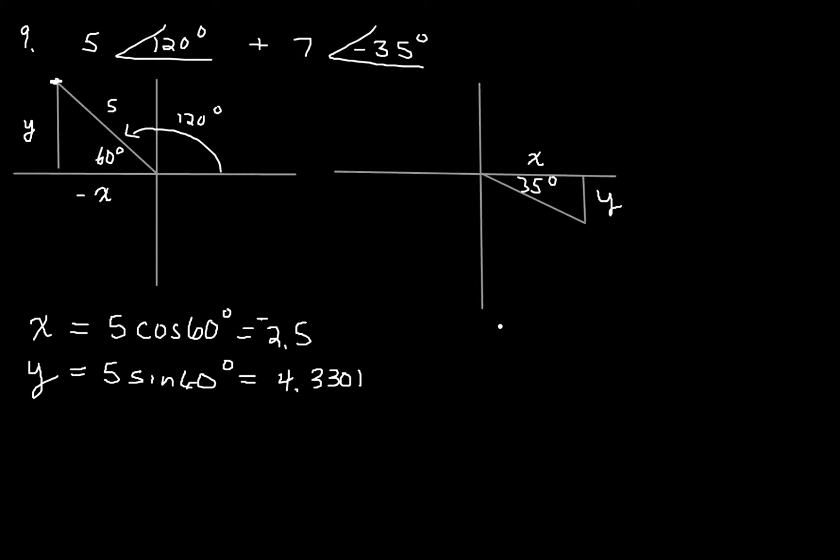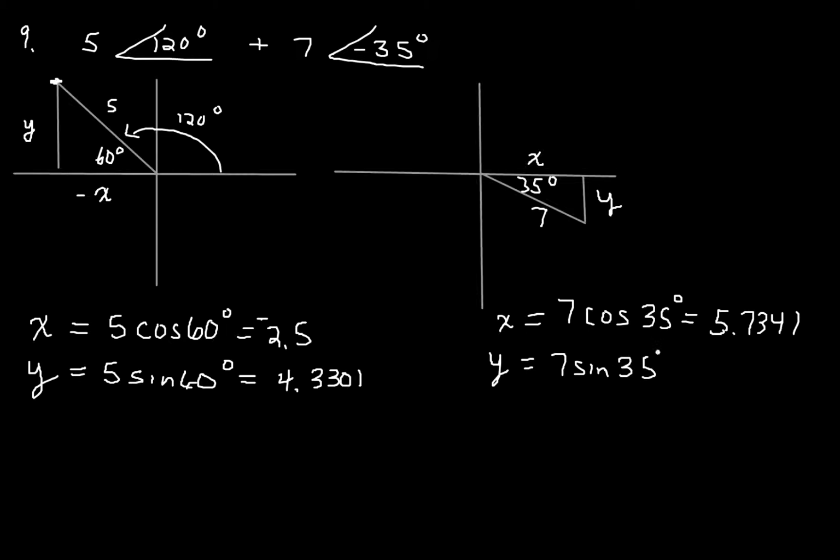And let's do this one. X equals, I didn't put the number on it, 7 cosine of 35 degrees, and that's going to be 5.7341, and y is going to be 7 sine of 35 degrees, and that's going to be 4.0105.